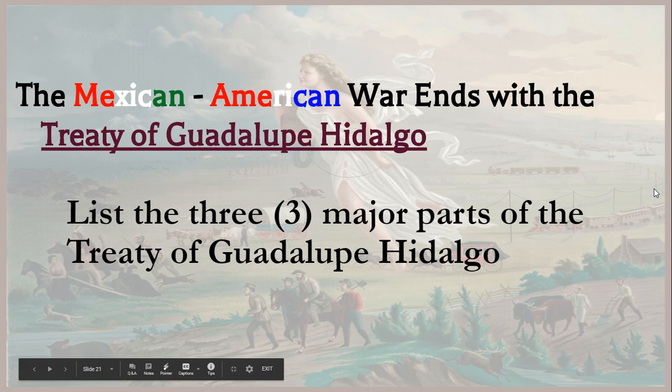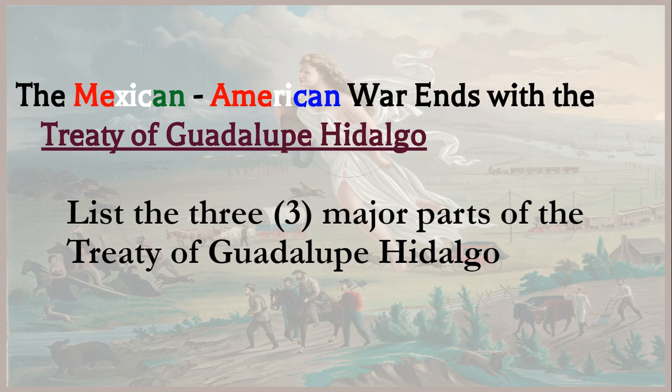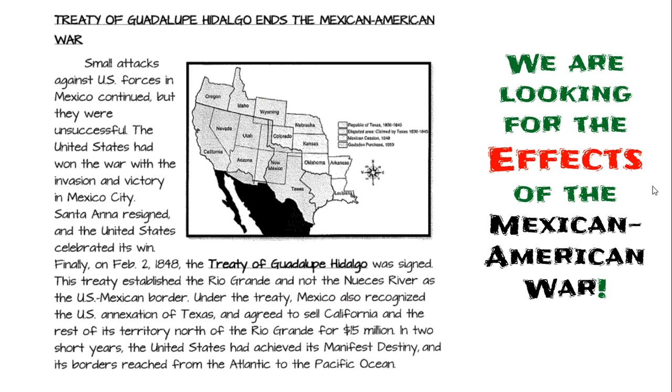All right. So we have this war, this conflict ending with the Treaty of Guadalupe Hidalgo. We're going to look at the three major parts here. Let's go back to our reading pamphlet. We're going to start with the Treaty of Guadalupe Hidalgo ends the Mexican-American War. We're looking for the effects of this war now.